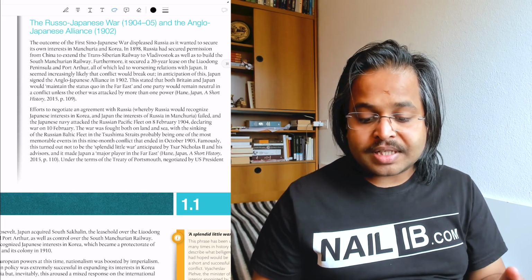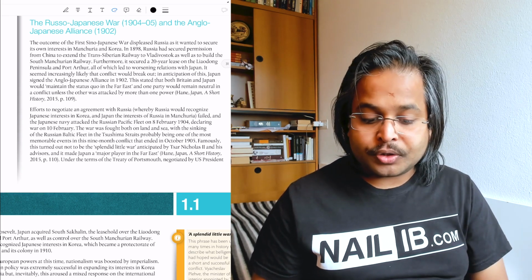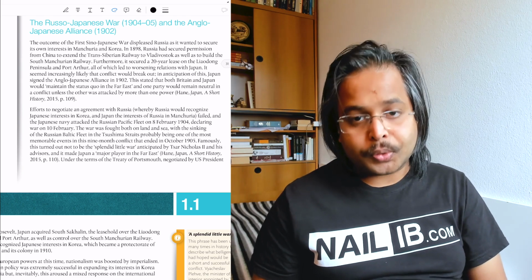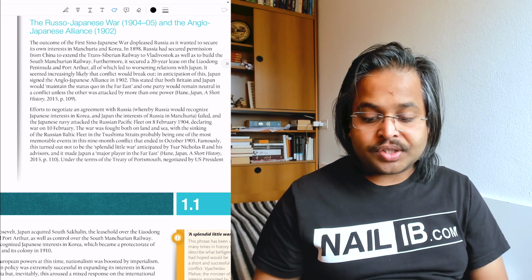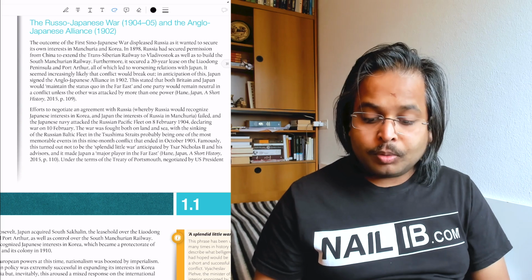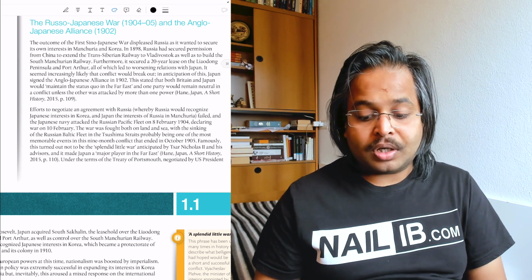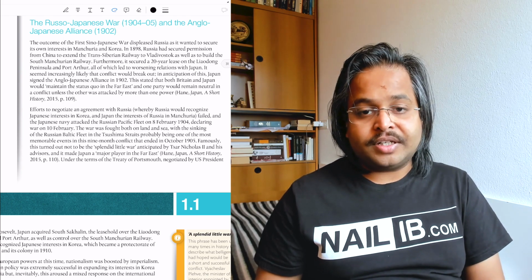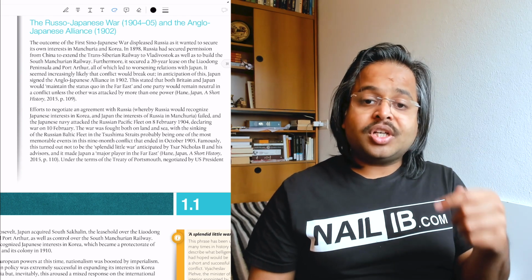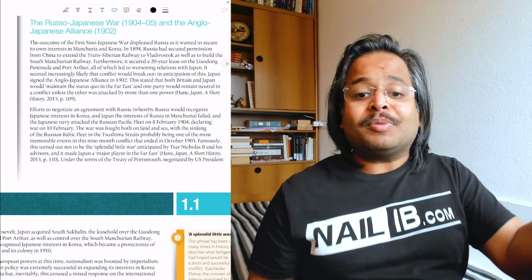The outcome of the First Sino-Japanese War displeased Russia as it wanted to secure its own interests in Manchuria and Korea. In 1898, Russia had secured permission from China to extend the Trans-Siberian Railway to Vladivostok, as well as to build the South Manchurian Railway. Furthermore, it had also secured a 20-year lease on the Liaodong Peninsula and Port Arthur, all of which led to worsening relations with Japan. So, Russia continues to go ahead and plan its expansion with China despite Japan getting access to all these conquered territories.